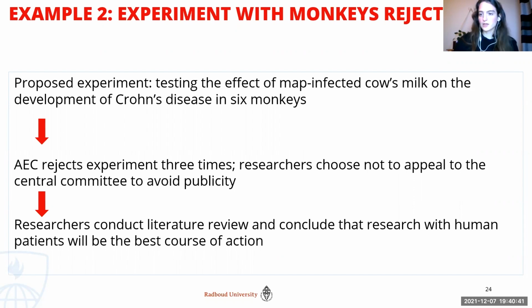So the researchers had a choice after the 3 rejections. They could appeal to a national central committee, but then this would be published, I think somewhere on a government website or somewhere, but it would get publicity. And then they didn't want this publicity, especially because monkeys is such a sensitive topic, more than mice, for example. So they didn't appeal. And instead, they conducted a literature review and concluded that research with human patients would be the best course of action.